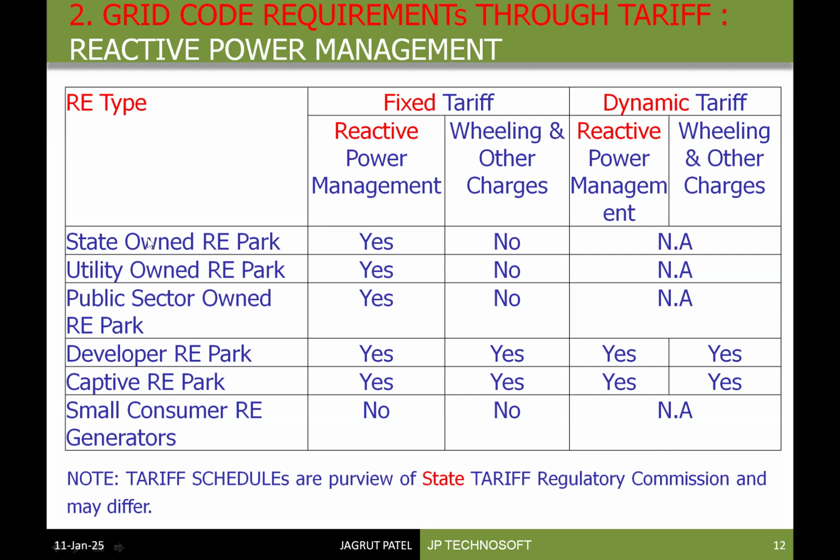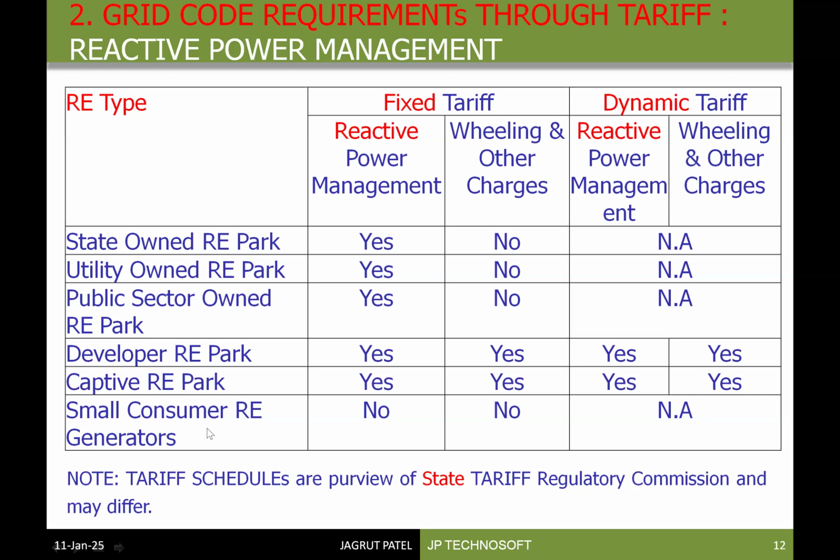Generally, in state-owned RE parks, the responsibility of reactive power management lies with the RE developer. But since it is based on a fixed tariff, wheeling and other charges are not applicable. Similarly, in a utility-owned RE park, a transmission company establishes an RE park, and in that case the same mechanism will be there. Public sector companies also establish such things. These are all always by the promotion of government. Government promotes this. In a developer RE park, one developer comes up and puts up his own plant at some location. For him, all these things are applicable. Maybe it is a fixed one, maybe it is a variable one, but he has to manage reactive power at his end. For captive, the same situations are applicable.